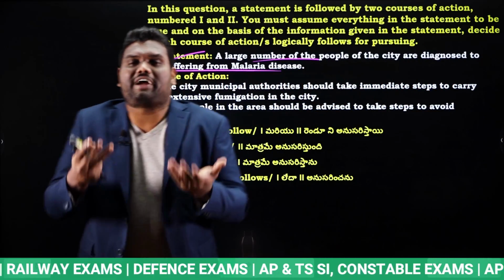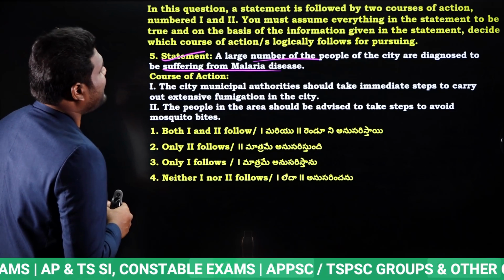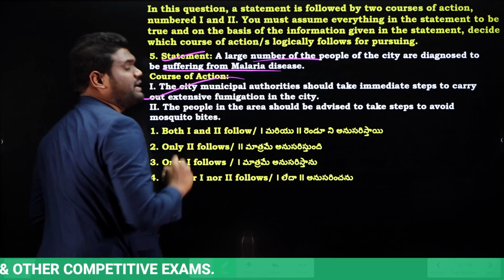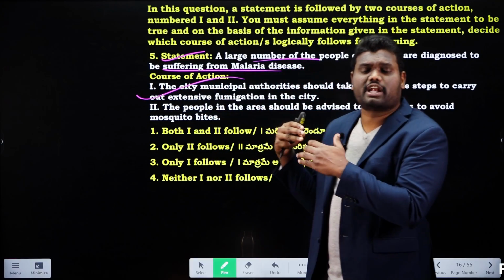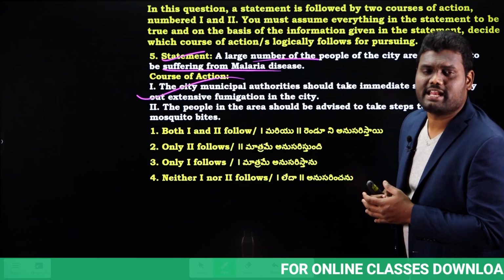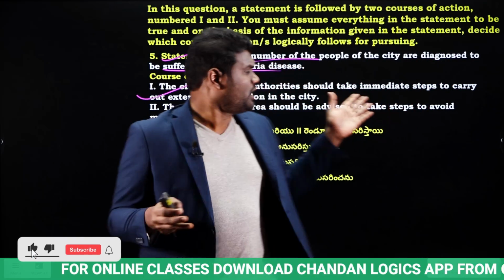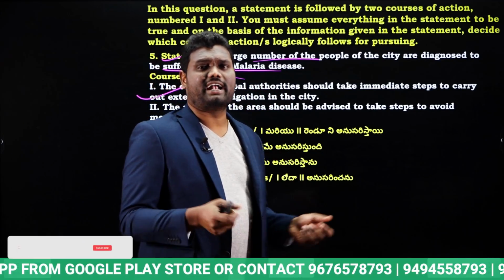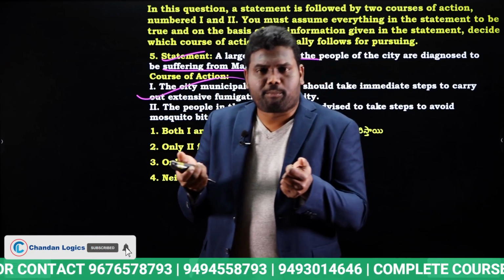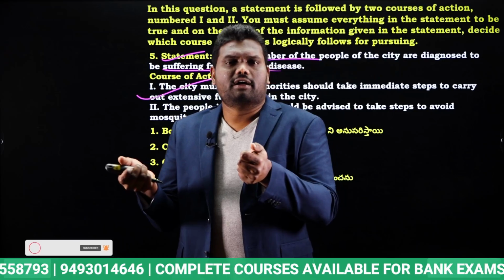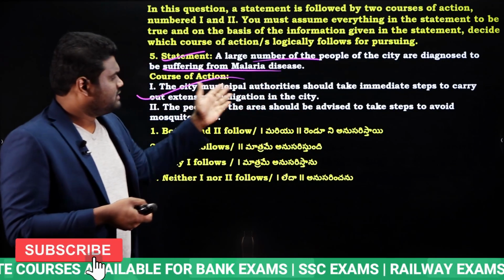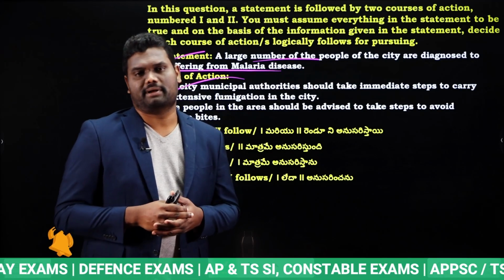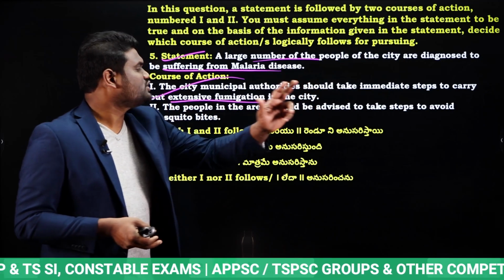Now what is the course of action for it? First course of action: the city municipal authorities should take immediate steps to carry out extensive fumigation in the city. Yes, it's right. As there are so many people suffering because of malaria, they're saying that the municipal authority should immediately go to these places and use appropriate smoking things to kill those mosquitoes, so that it will not affect more and more people. Yes or no? Obviously, that is the reason it is said extensive fumigation in the city.